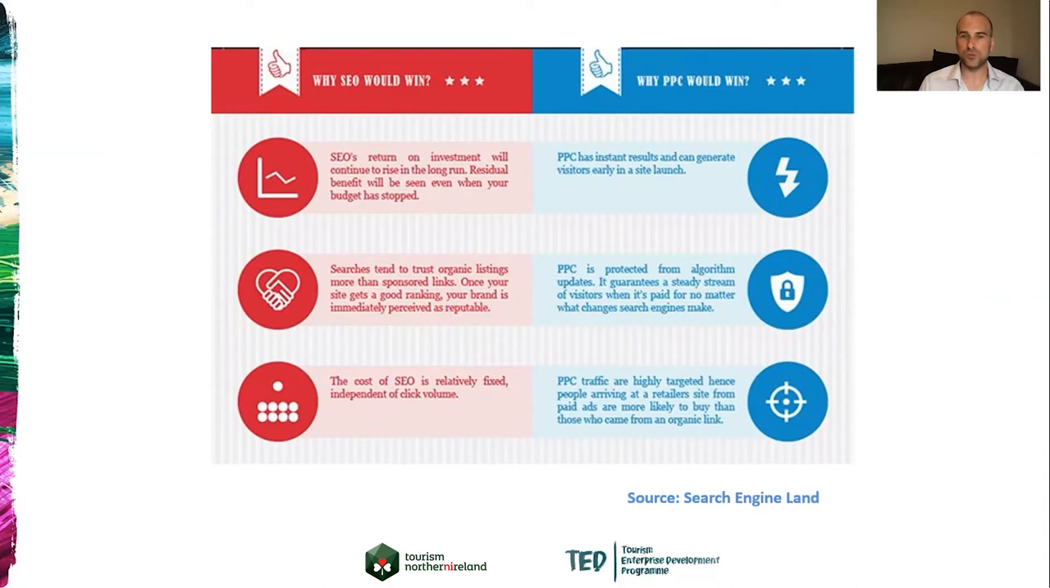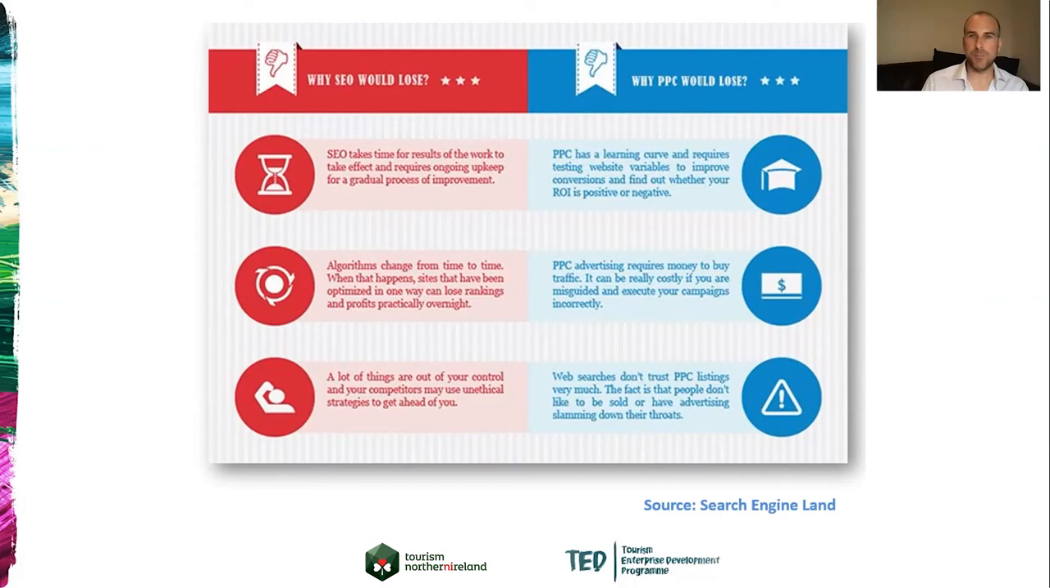Some of the downsides of SEO versus pay-per-click. Some of the downsides people would say about SEO is that it takes time for the work to take effect. It also does take good operational knowledge of how SEO works. And look, there are scores of businesses that do this really, really well in Northern Ireland that run hotels or restaurants and different tourism attractions.